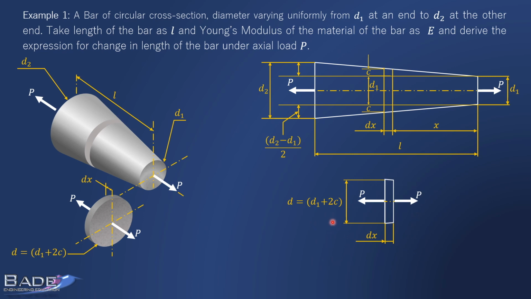So we'll find the change in length of this portion. But we have not yet expressed d in terms of x, because c is not a constant. c is varying. c is this distance, watch here, and this distance is increasing. At the larger end, c is (d2 minus d1) by 2, and at the smaller end, the value of c is 0. So the value of c varies from 0 to (d2 minus d1) by 2.